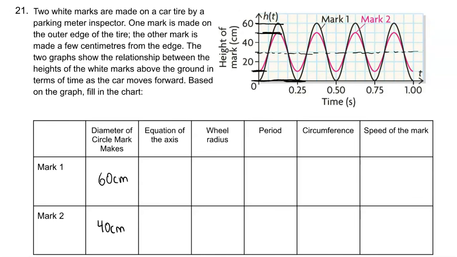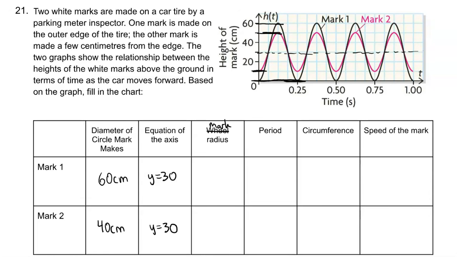Now the equation of the axis is the same for both of those. It's the center of the wheel. And so that's going to be at a height of 30 centimeters because the outer edge is going to go up to 60 and all the way down to 0. 30 above and 30 below that. So that's going to be the same for both of those marks because that's the middle of the wheel.